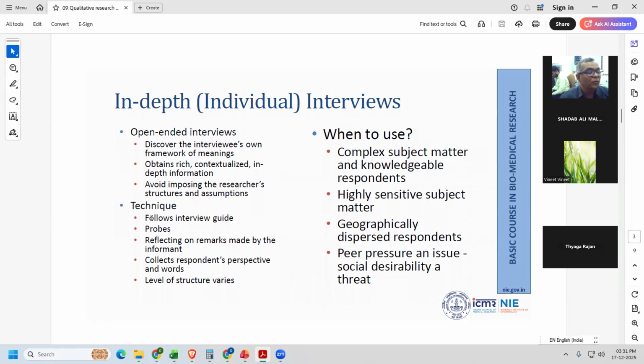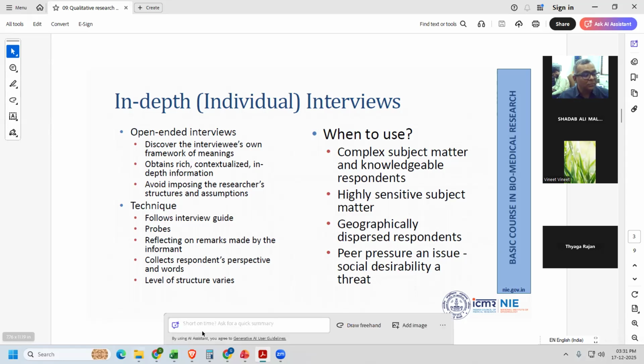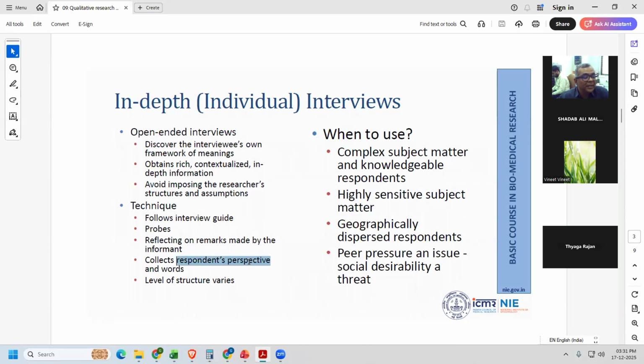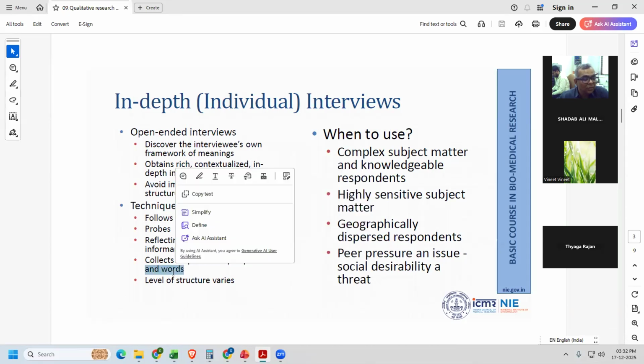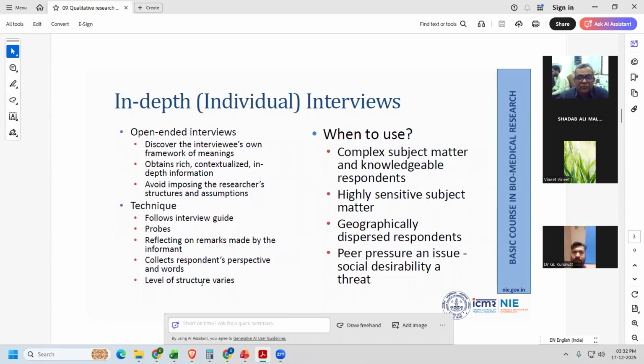And how will we go ahead? Follow the interview guide, as I said. Then sometimes we ask probing questions. Like, as I said, you said I like coffee, then I will ask why you like the coffee. Do you like the place? Do you like the person? Do you like the utensil? Or do you like the aroma? So, probing questions. Then the interviewer will reflect on the remarks made by the informant. Then everything is collected in the respondent's perspective and their own words. Up to what level you have to go varies with the type of interview.